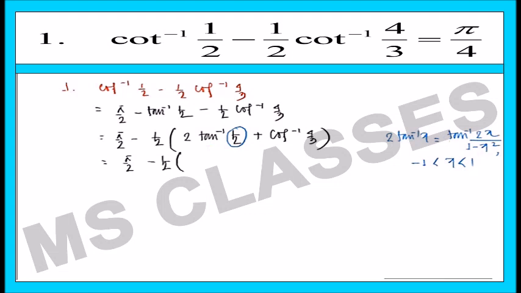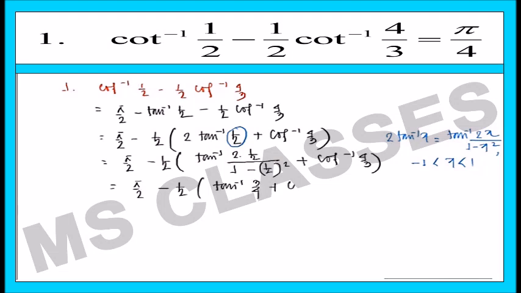So what do we get here? Tan inverse of 2 into half by 1 minus half squared, plus cot inverse of 4 by 3. Now this gives us pi by 2 minus half of tan inverse of 3 by 2... tan inverse of 4 by 3 plus cot inverse of 4 by 3. So just to simplify this one, this is 1 minus 1 by 4. So the denominator we have is 3 by 4, so the argument will be 4 by 3. Now this gives us what?